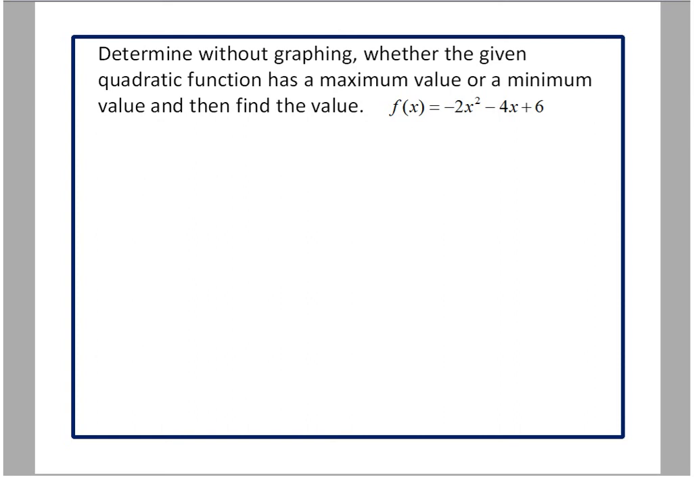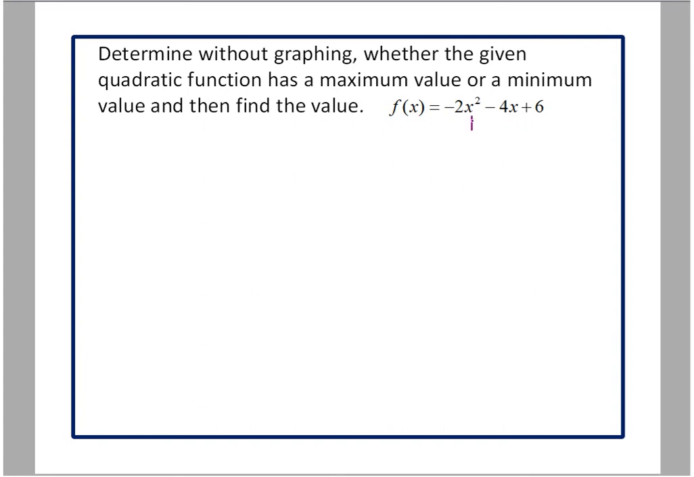Hi, we're going to look at the following quadratic function, and we're going to determine without graphing whether the function has a maximum value or a minimum value. And we're also going to find that max or min. So we're given this function f of x equals negative 2x squared minus 4x plus 6.